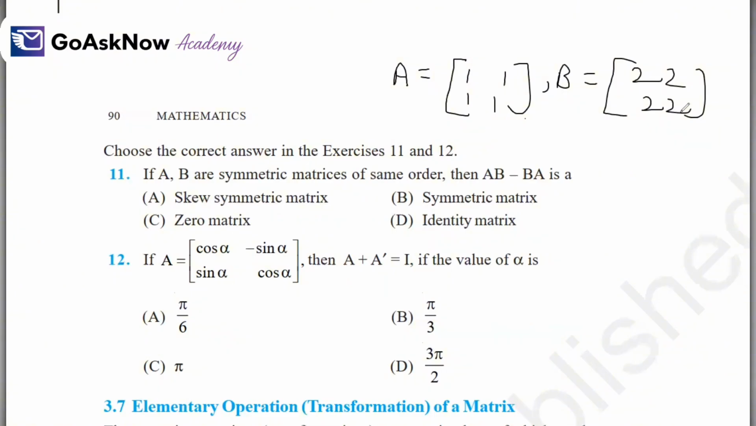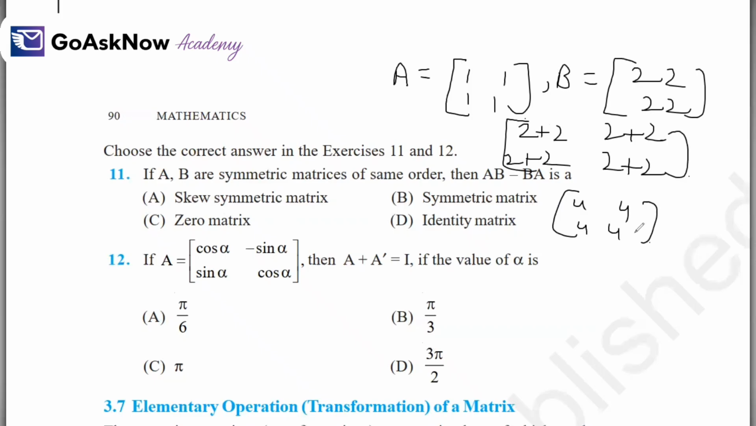You will see that AB minus BA is either symmetric, skew symmetric, zero or identity. Just take the product here. You will get 2 plus 2, here also 2 plus 2, and here also 2 plus 2. So what are you getting here? 4, 4, 4, 4. This is also your symmetric matrix. So symmetric matrix only, so this option will be correct.